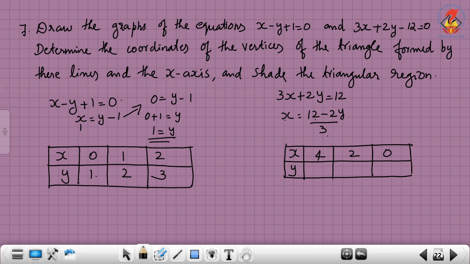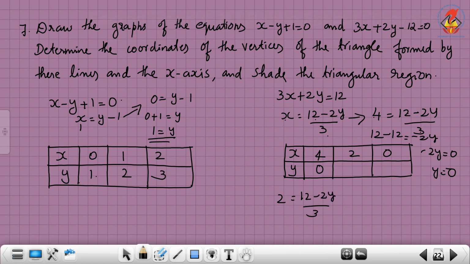Next, x equal to 4. x equal to (12 minus 2y) by 3, so 3 into 4 is 12. 12 minus 12 equal to minus 2y, so minus 2y equal to 0, y equal to 0. Next, x equal to 2. 3 into 2 is 6. 6 minus 12 equal to minus 2y, minus 6 equal to minus 2y, y equal to 3.